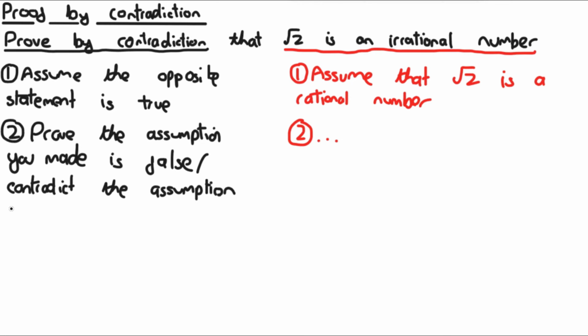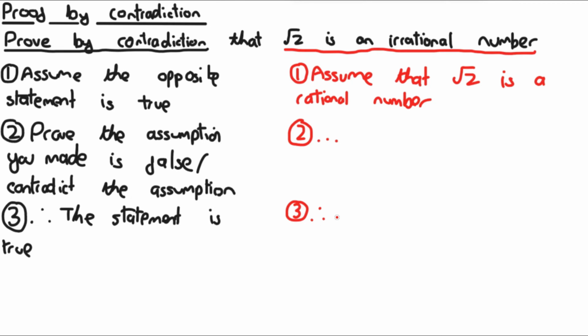And then the final step is the step that we've done for proofs before, where you just write a statement at the end. You say therefore, so these 3 dots mean therefore, remember. The statement is true. So for this question, it will be therefore, with these 3 dots, and then we just repeat the statement up here. So therefore, root 2 is an irrational number.